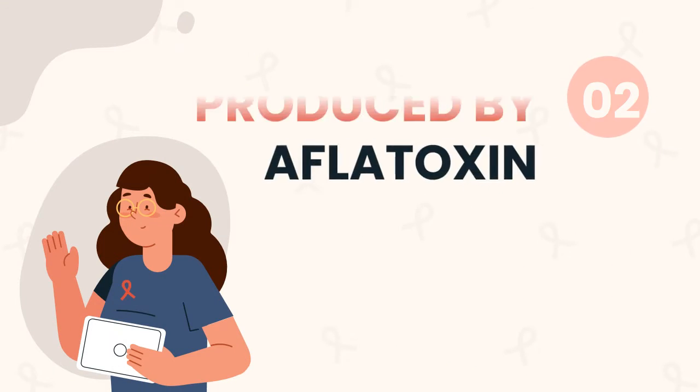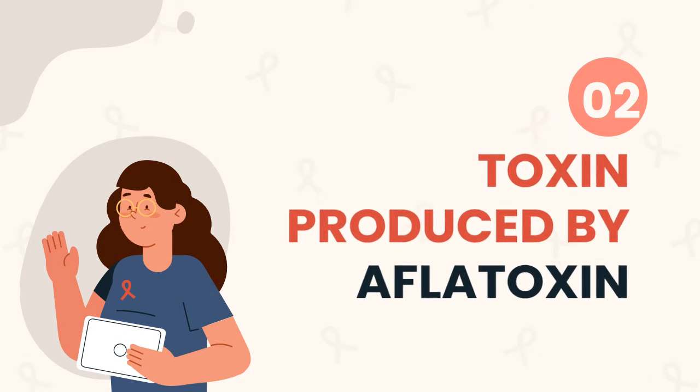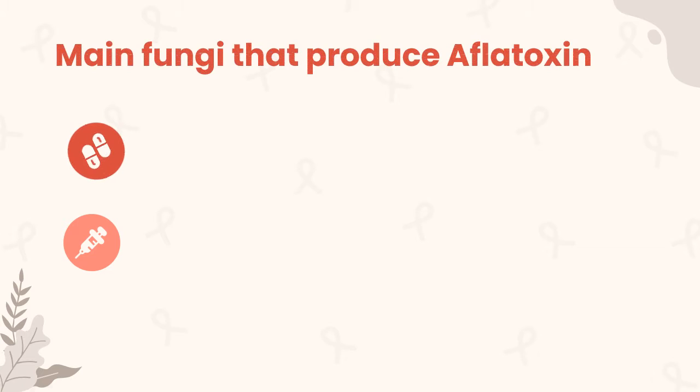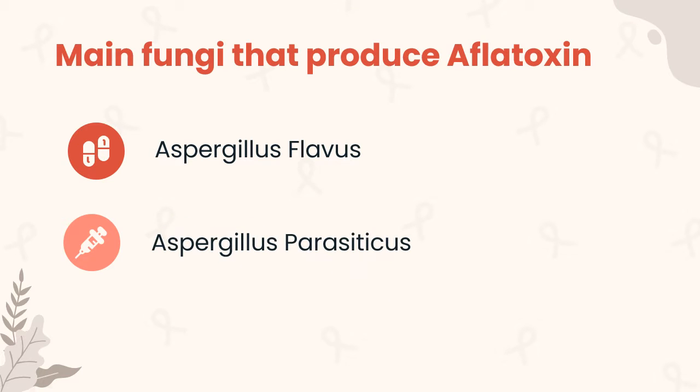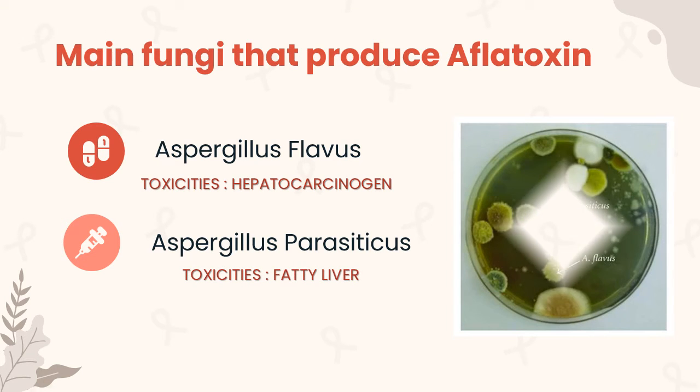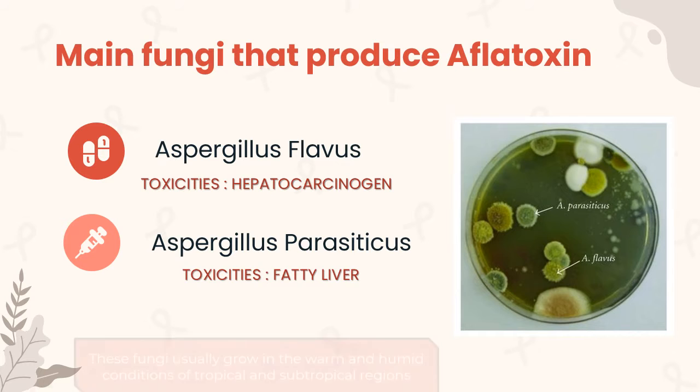What are the fungi that produce aflatoxin? The main fungi that produce aflatoxin are Aspergillus flavus and Aspergillus parasiticus. Aspergillus flavus toxicity is hepatocarcinogenic, whereas Aspergillus parasiticus toxicity is fatty liver. These fungi usually grow in the warm and humid conditions of tropical and subtropical regions.